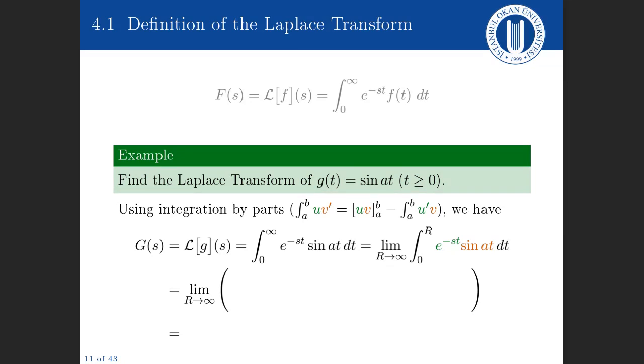After we do integration by parts, we have uv first, so the green function will stay the same, and then we're going to integrate the orange function. The integral of sine is minus cos, and then it's going to be minus the integral of u prime v. So we're going to differentiate the green function, and we're going to integrate the orange function. Here we are.